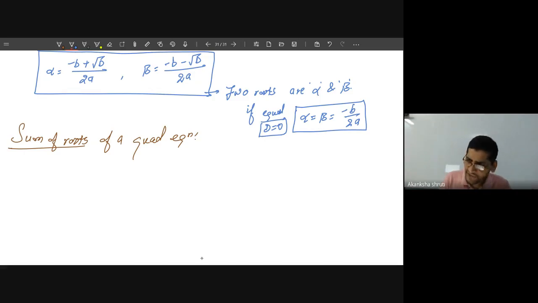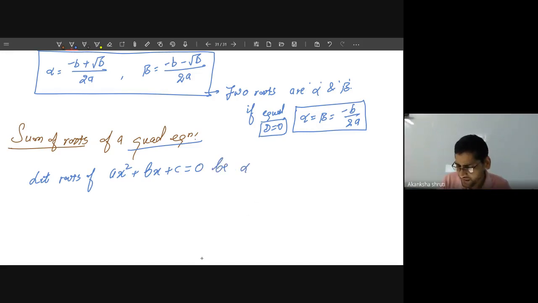So let the roots be alpha and beta. Let alpha and beta be the roots of the quadratic equation, and always consider the general form ax square plus bx plus c is equal to 0. Then alpha can be denoted by minus b plus under root of D by 2a, and beta can be denoted by minus b minus under root of D by 2a.